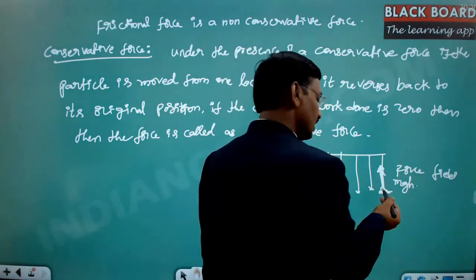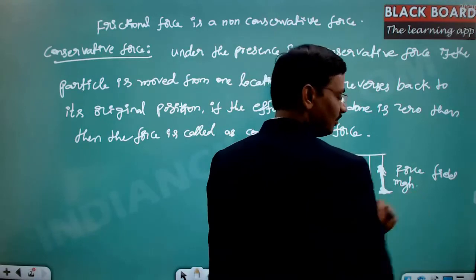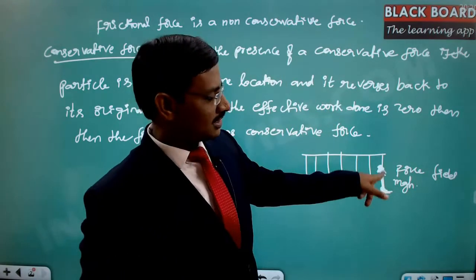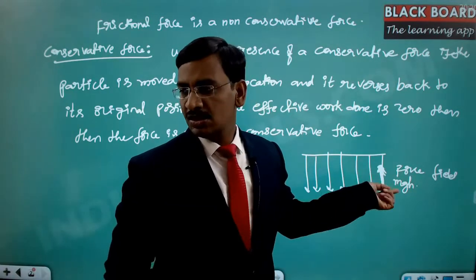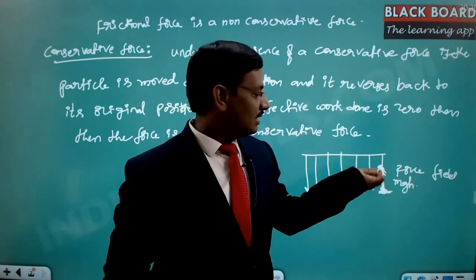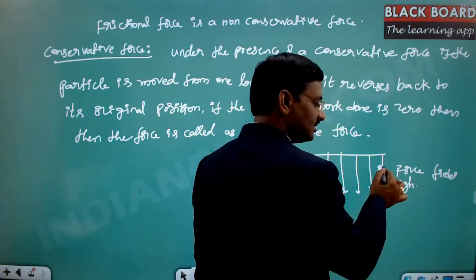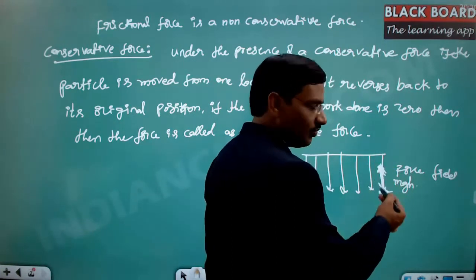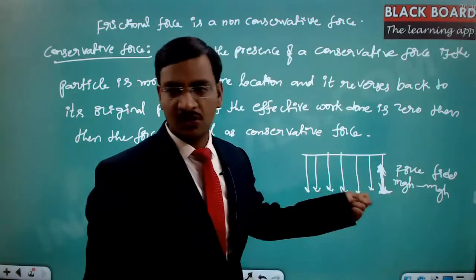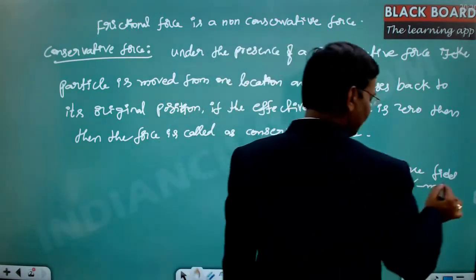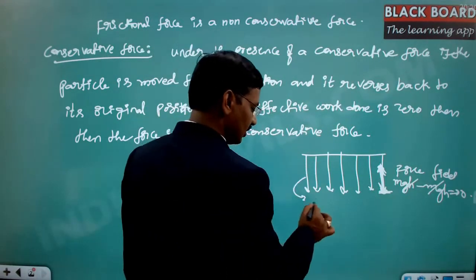Now we lift the particle to this extent. The work we have done is force multiplied by displacement. The force is mg, acting downwards, and the height I moved is h, so mgh is the work I have done. If I leave the particle, it automatically releases that energy, again mgh, in the opposite direction. Hence the sum of these two values comes out to be zero. If this is the case, then this field is called a conservative field.